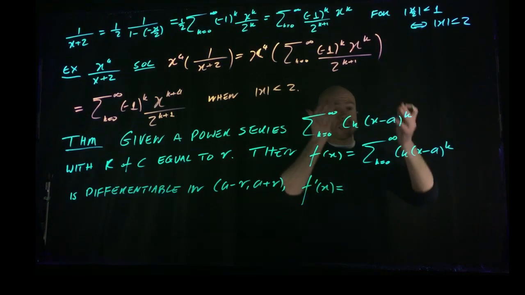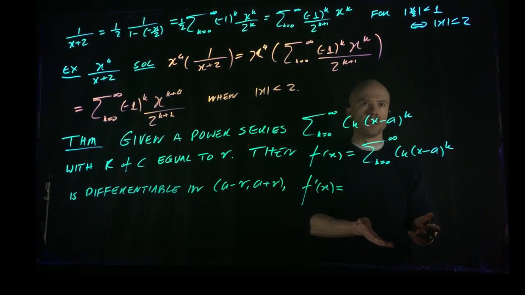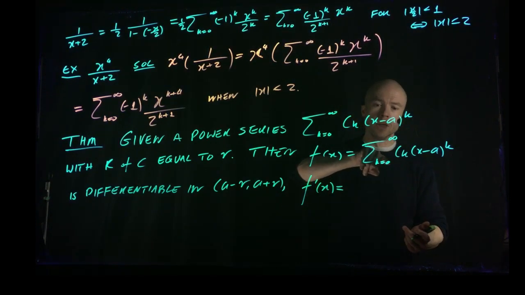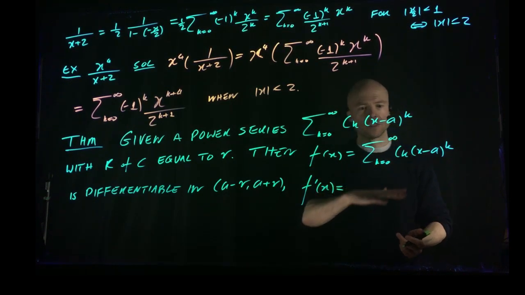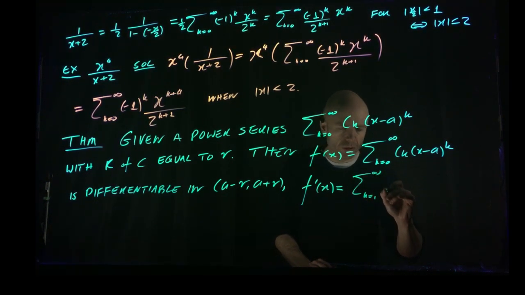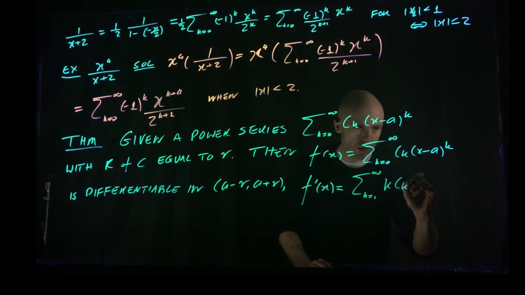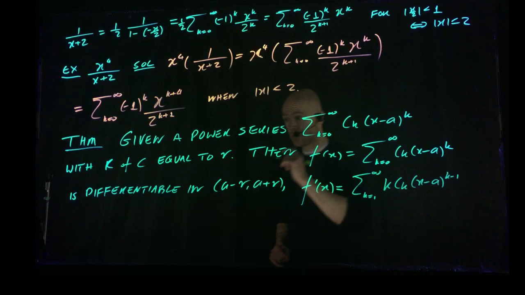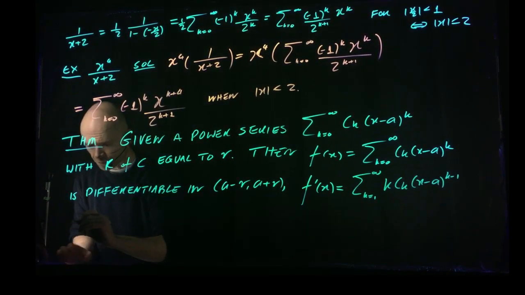And further, and this is the key thing, we can differentiate it just like it's a polynomial. If it was a polynomial, we just differentiate it term by term. The first term, k equals 0, is just a constant term, so that's just going to vanish. So we're going to start the sum from k equals 1 to infinity, and we're going to have k, ck, x minus a, to the k minus 1.